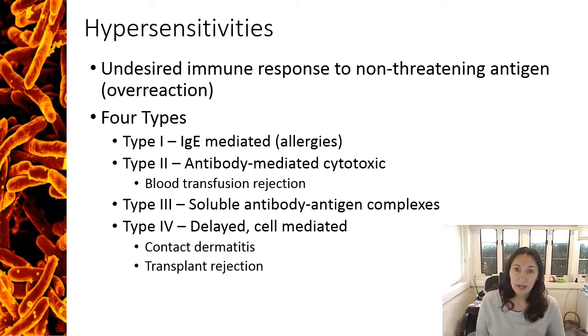And so there are four main types. The first type is called type 1, which is mediated by IgE. And this is really what we think of when we think of allergies. Type 2 is called antibody-mediated cytotoxicity. Type 3 is soluble antibody-antigen complexes. And type 4 is called delayed cell-mediated hypersensitivity. So we're going to walk through the four different types and see the difference between them.